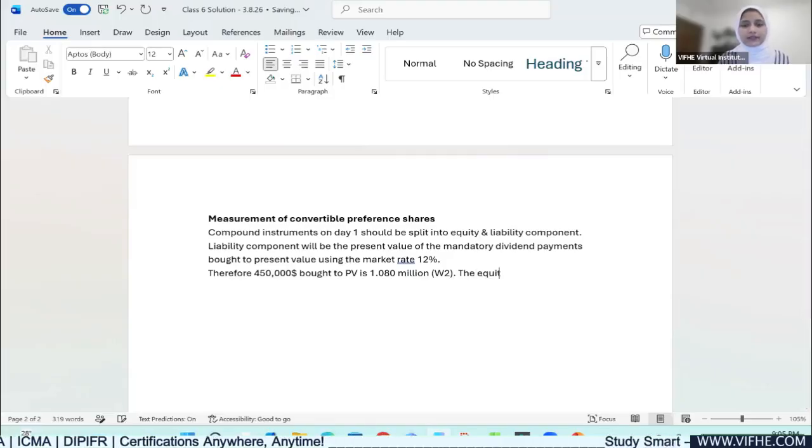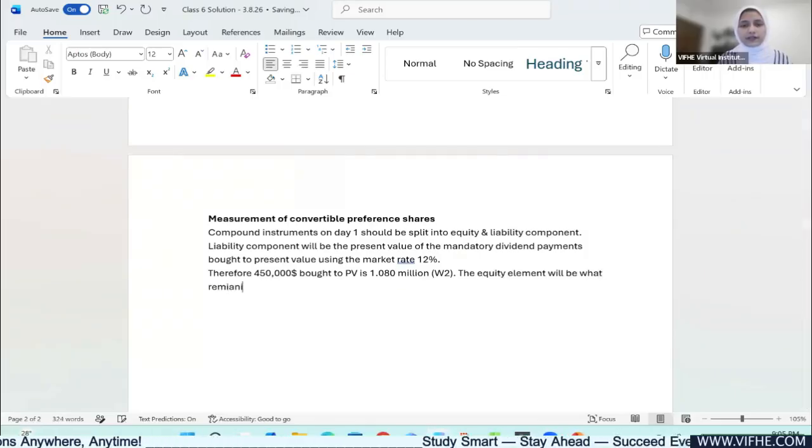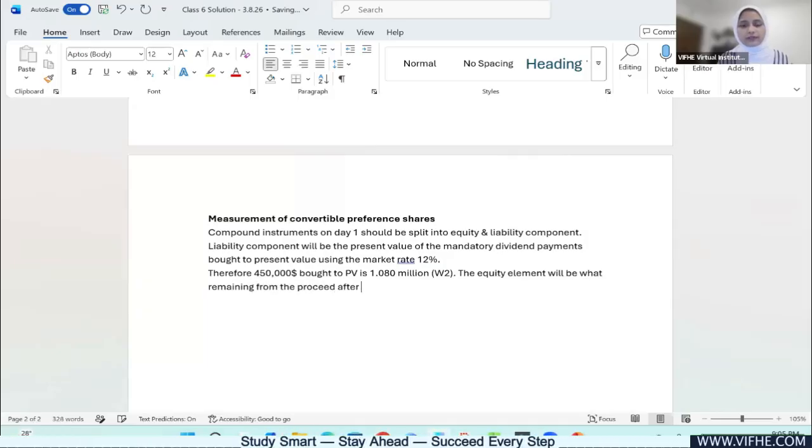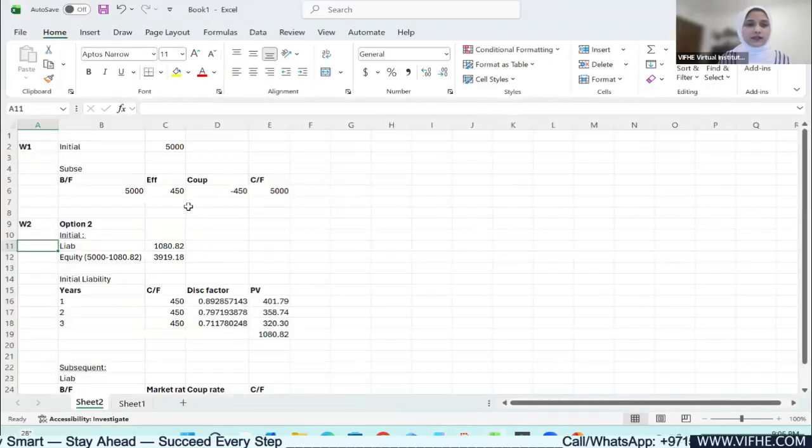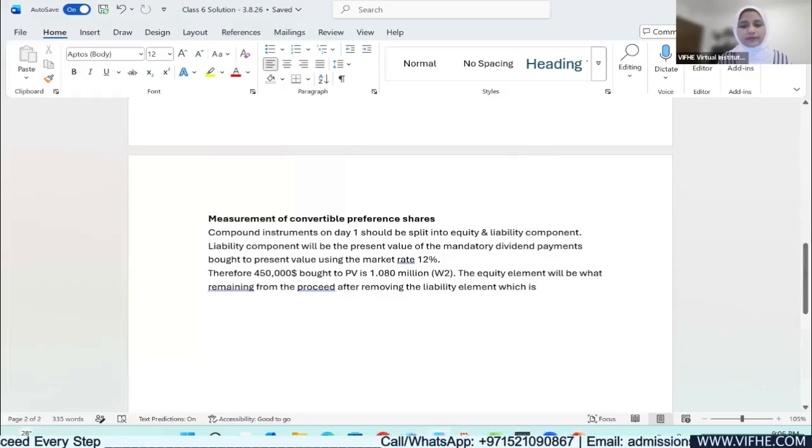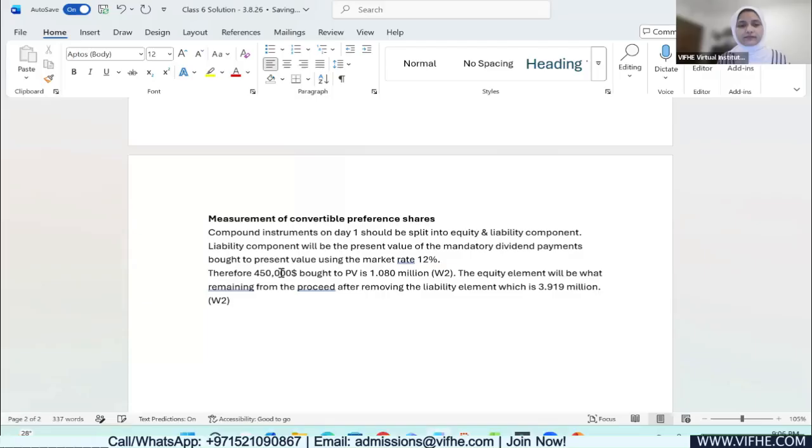The equity element will be what remains from the proceeds after removing the liability element, which is 3.919 million. This can go into reference. The equity element will remain unchanged.